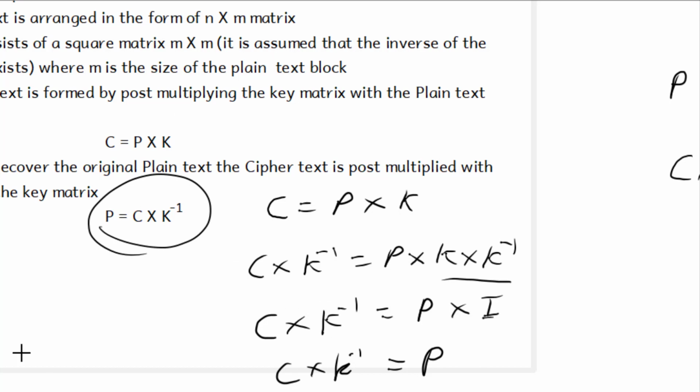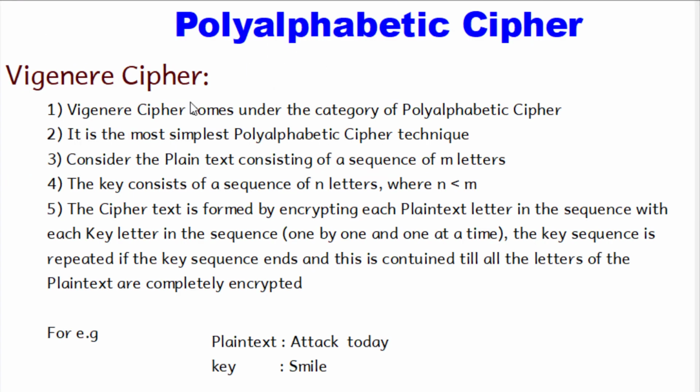Then next what we consider is the Vigenere cipher. Now Vigenere cipher also comes under the category of polyalphabetic cipher, and it is, we can say, the simplest polyalphabetic cipher technique. So in this case, we consider the plain text to be consisting of a sequence of, let us say, m letters.